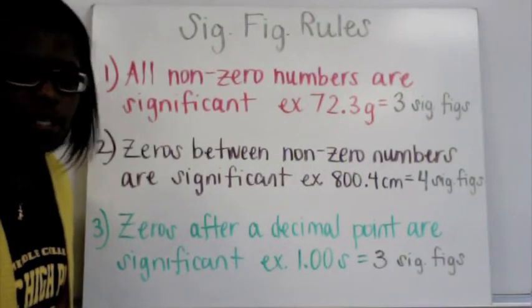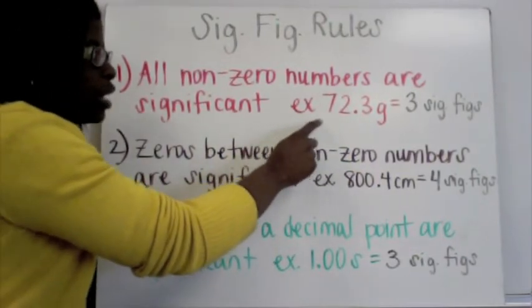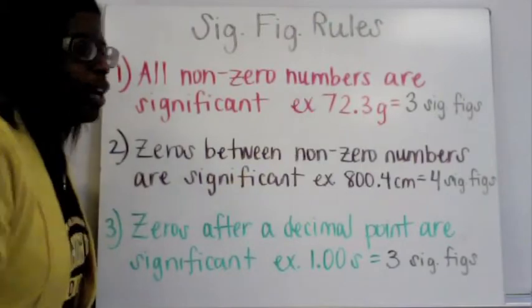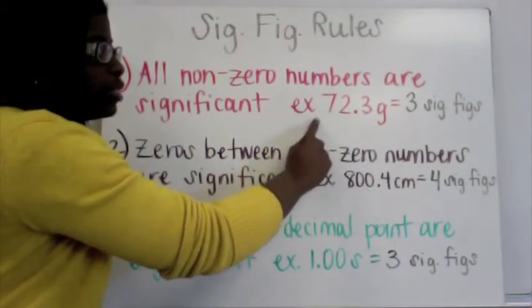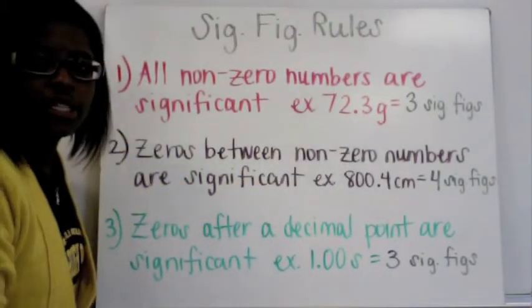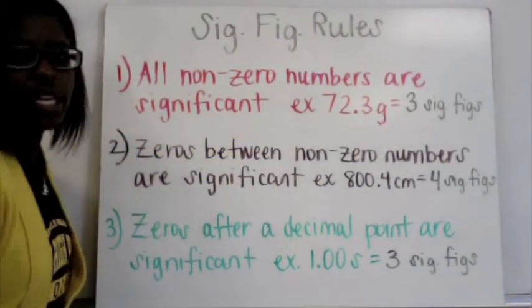What does that really mean? Here's an example. You have 72.3 grams. None of these are zeros, therefore they're all significant. So there are 3 sig figs in this example.